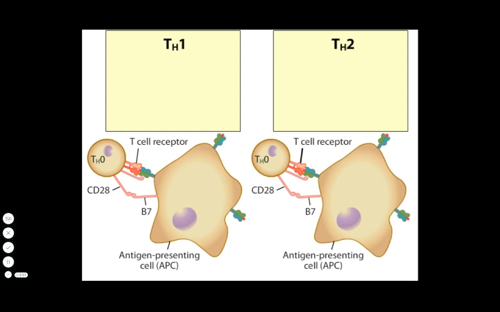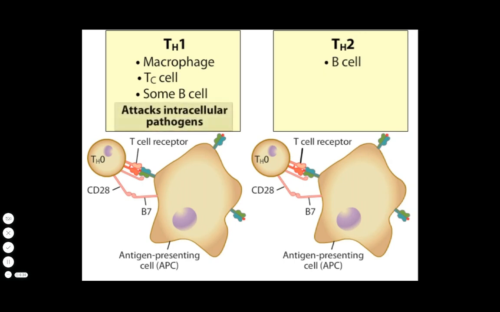Mature Th1 cells perform a number of tasks. They stimulate macrophages to kill intracellular microbes, stimulate cytotoxic T cells to kill infected cells, and also stimulate some B cell activity. In contrast, Th2 cells primarily activate B cells. Thus, the Th1 response is set up to attack intracellular pathogens, while the Th2 response attacks extracellular pathogens.